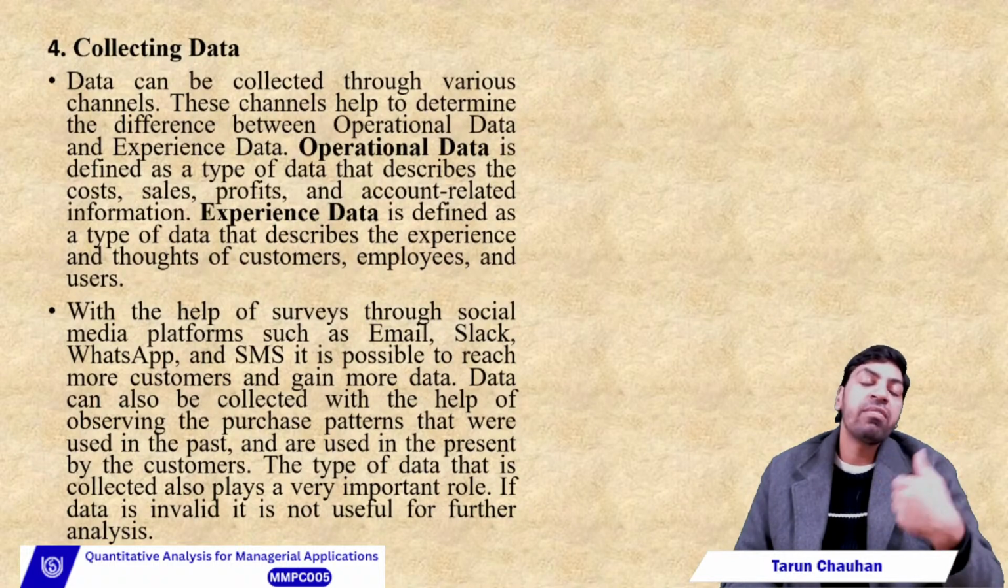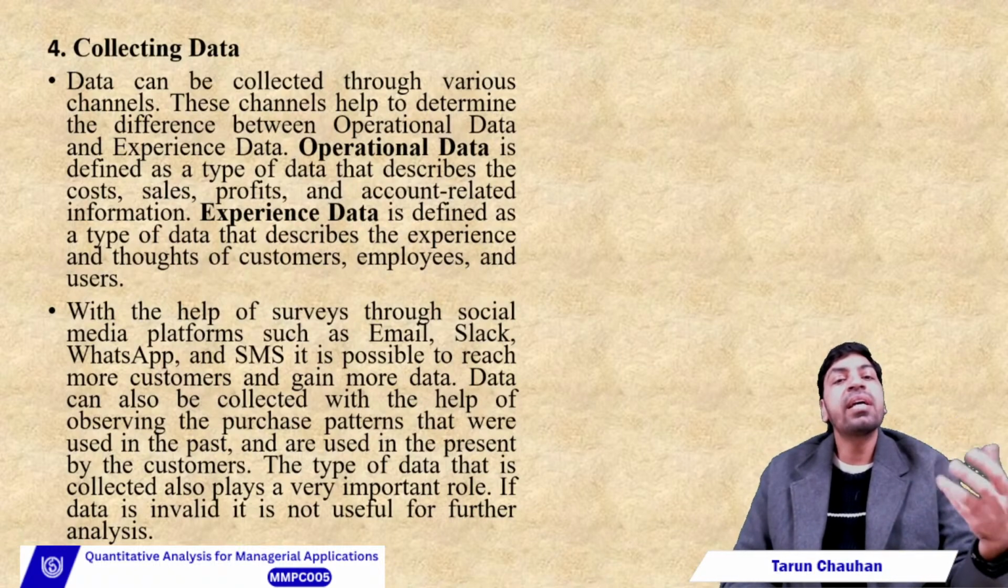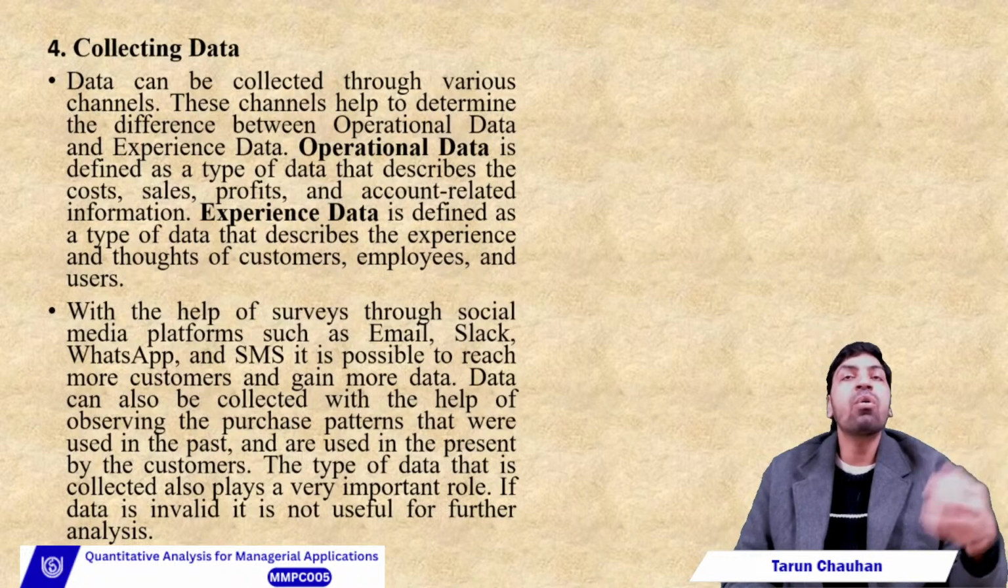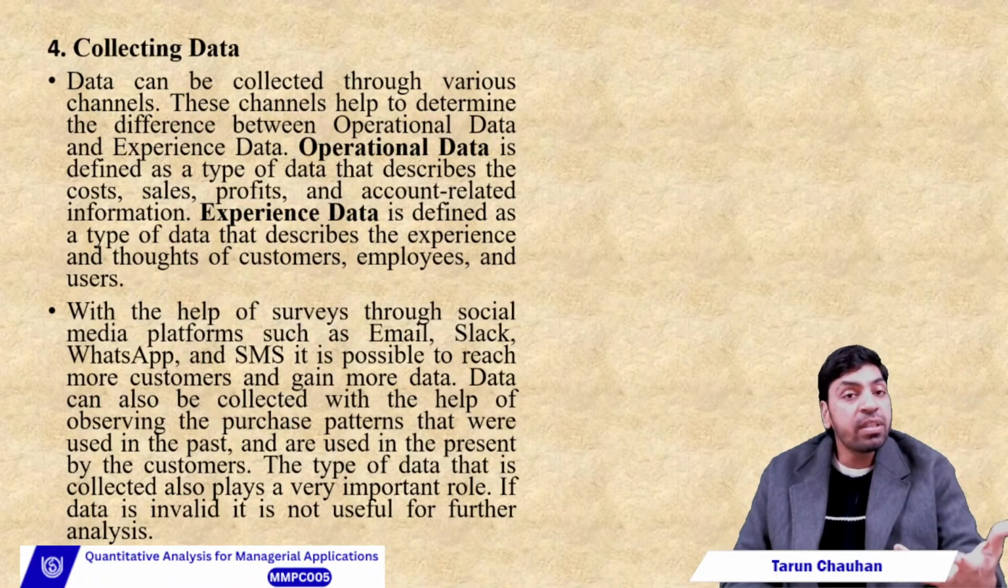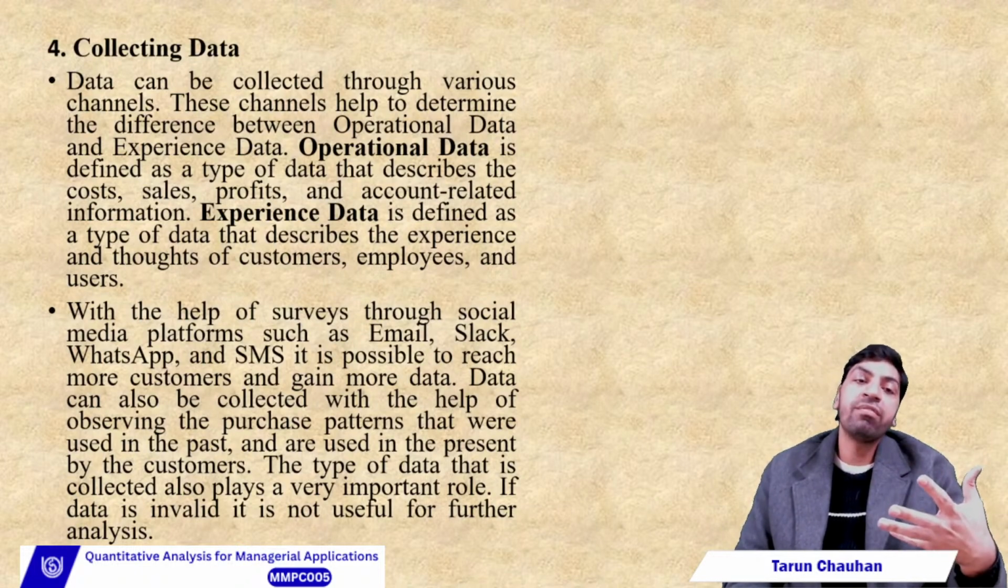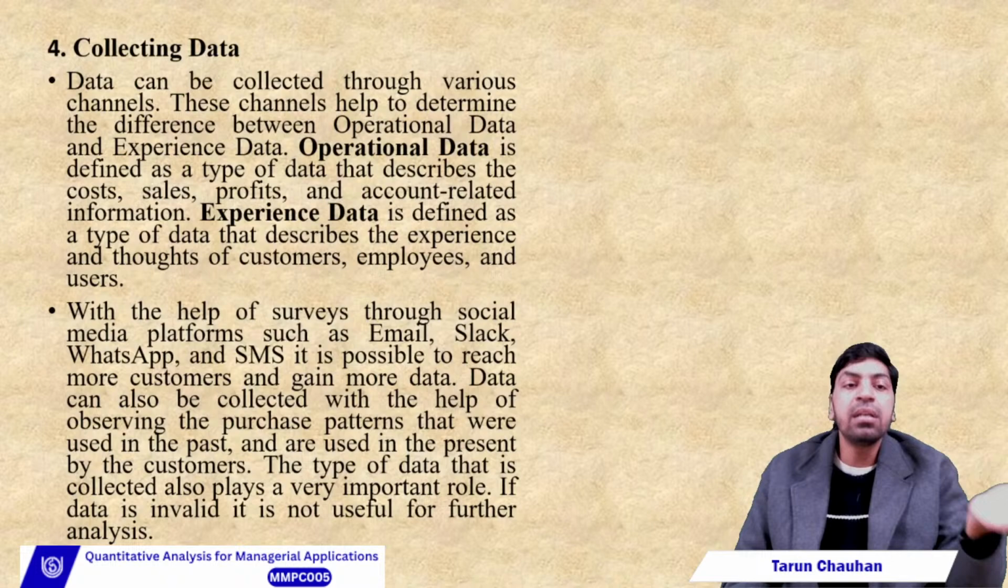And there are two types of data. The first one is operational data and the second one is experience data. So operational data is that type of data which relates to numeric, quantitative information. That means the data is related to the cost of the product, sales of the product, profits of the new product or the existing product, account related information. That is mainly called secondary data.